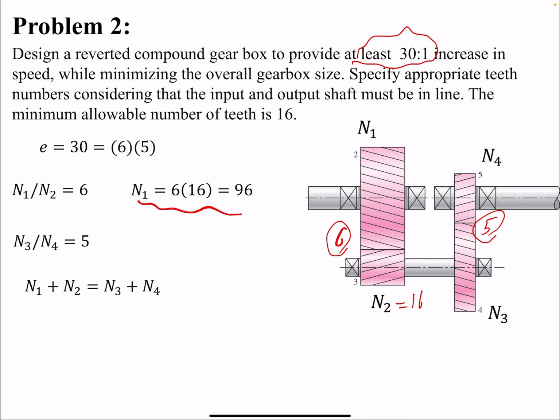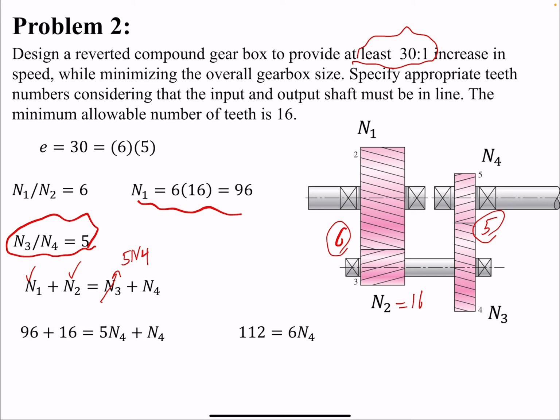N1 plus N2 should be the same as N3 plus N4. Let's plug in the values to see what we find. We know the value for N1, we know the value for N2, and N3 and N4 we are trying to find, but we have a relation. So instead of N3 I can write 5 and 4 here.